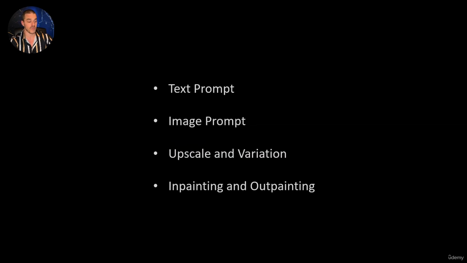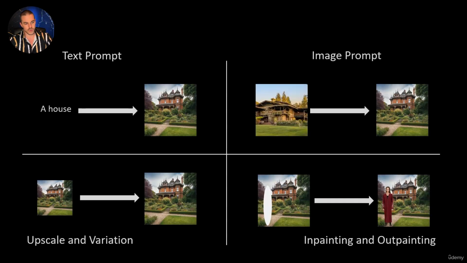Basically, it's text prompt, image prompt, upscale and variation, and inpainting and outpainting. And to give you a better idea what these functions actually do, I prepared a little overview. In this overview, I tried to illustrate how these functions work. We start here with a text prompt. A text prompt is basically an image created out of a text. So we provide a prompt in the form of some words or phrases and we get an image. In this case, a house, and Stable Diffusion is creating a nice house.